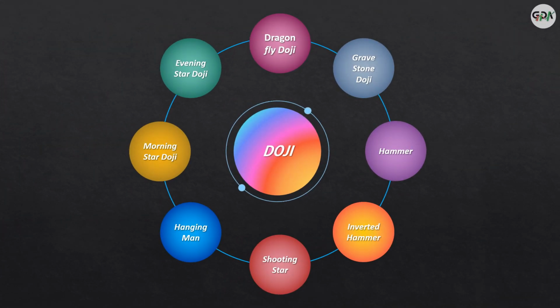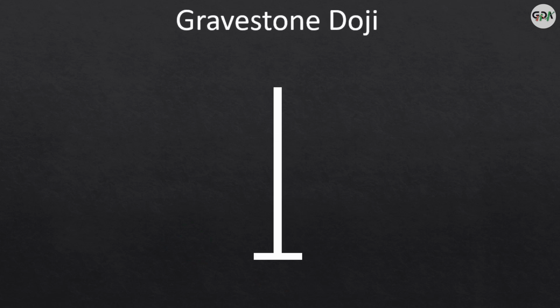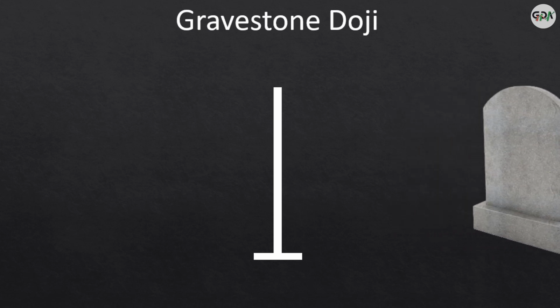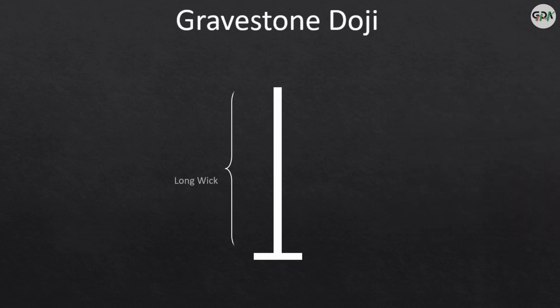Let us see another type of doji called gravestone doji, which is a bearish reversal pattern. Gravestone doji. In this picture, we will know about gravestone doji, which looks like a gravestone. Gravestone doji consists of very long wick and no body, where open and closing price are one and the same.